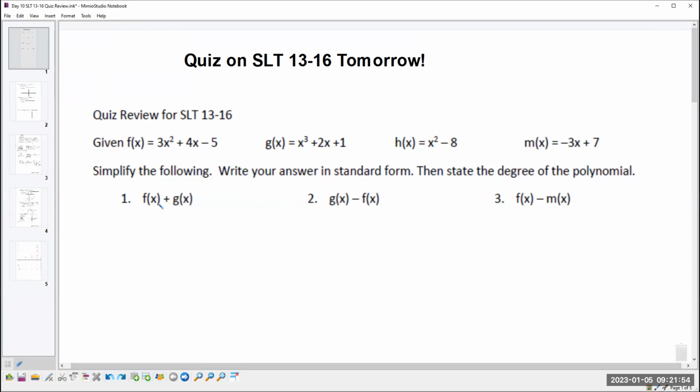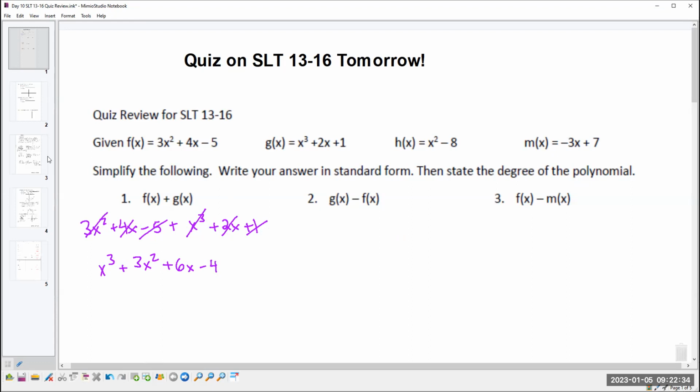And our first problem is f of x plus g of x. So I'm just going to go ahead and write down f of x plus g of x. Because this is addition, I don't need any parentheses. I'm really just going to end up combining like terms. So here we go. The x cubed doesn't have anybody, there's nothing that's alike, so it's just going to be x cubed. Same thing for our 3x squared. Now 4x and 2x, they can combine to make 6x. And -5 and 1 can combine to be -4.